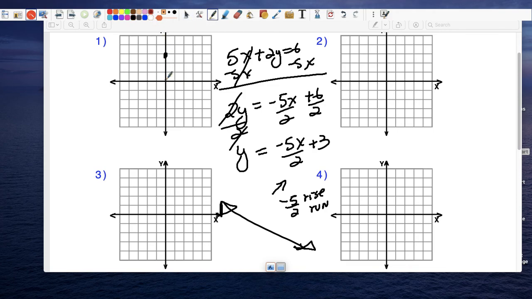So 1, 2, 3, 4, 5, and I'm going to the right 2: 1, 2. I know we're running out of space, but I'll just do one more. 1, 2, 3, 4, 5, and 1, 2, and the other two will be right here. Connect these dots, connect this line. And this would be my y equals -5/2 x plus 3. Yeah, that's it. Pretty simple.